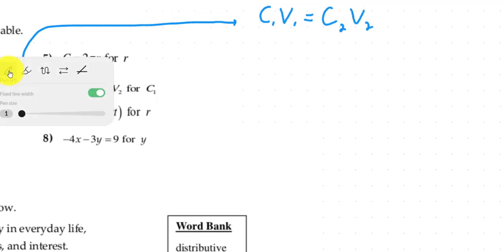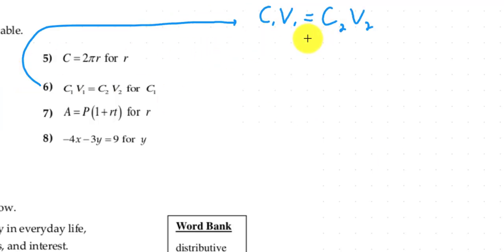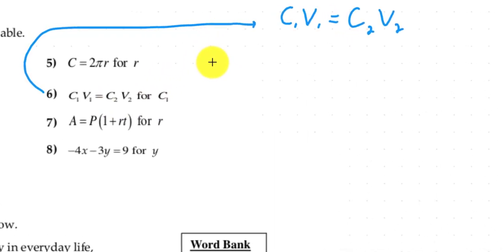Okay, so our next problem, we have C1V1 equals C2V2. Don't worry about the little numbers. Those are called subscripts. That just helps you identify C1 might be like the starting value, and C2 might be the second value or the end value, or V1 could be the initial volume, and V2 might be the volume after a period of time, but they're subscripts, okay? So it's asking us to solve for C1. That just means get C1 by itself.